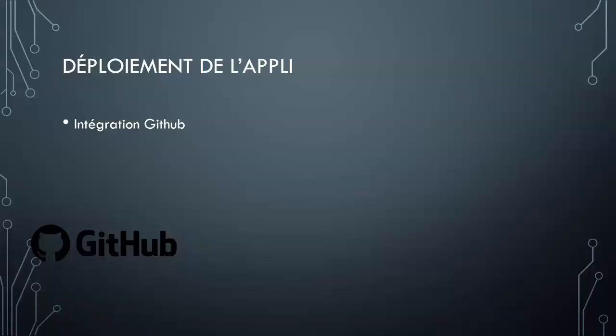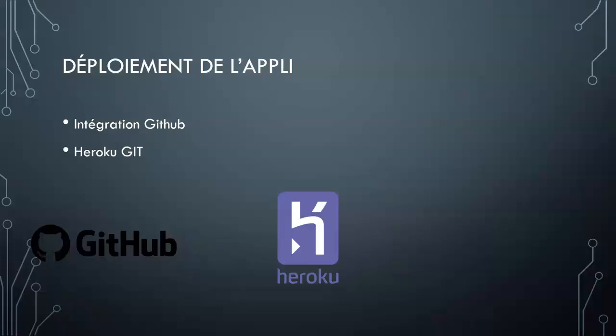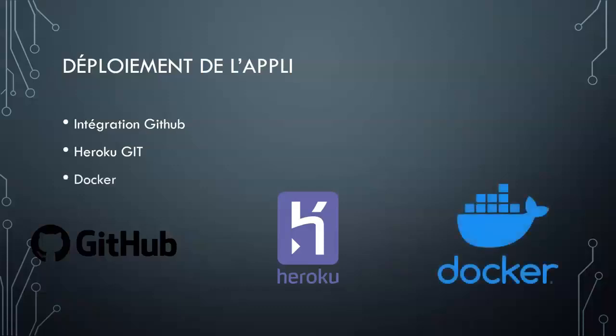The second one is Heroku Git, which is an alternative and works similarly. You just have to make changes. And the third and last one is Docker. You can deploy Docker images in Heroku and manage that way. GitHub is the most recommended solution if your project involves more than 2 or 3 people, due to its features such as change and version checking.